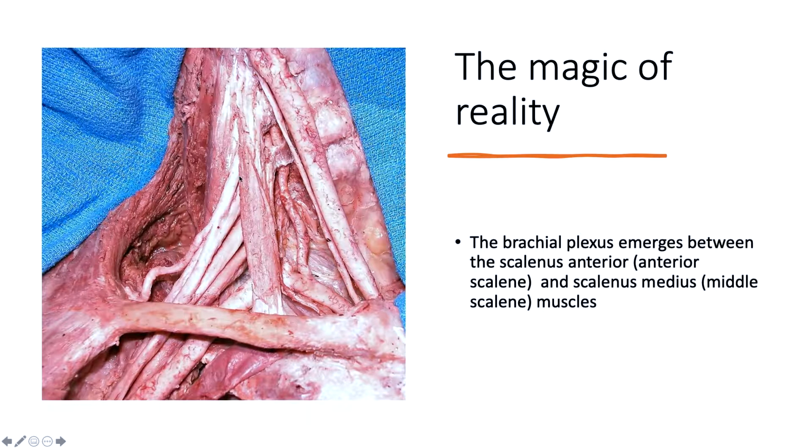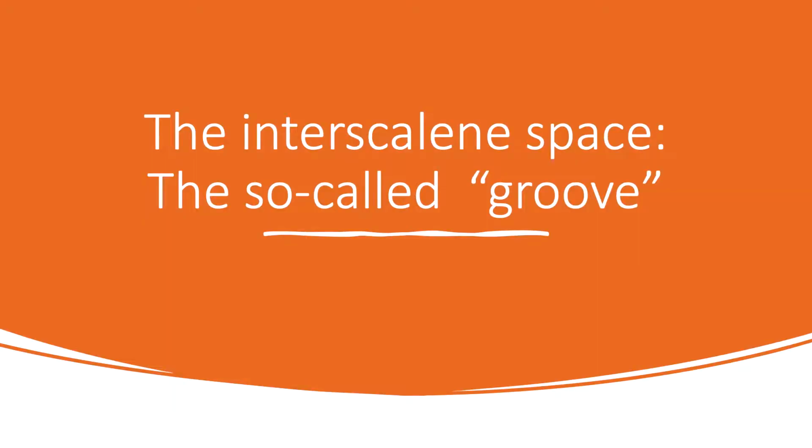So you can see C5 there, C6, C7, C8, and a little bit of T1, and the suprascapular nerve over here. This is anterior scalene. This is the phrenic nerve a little bit in front. Middle scalene is this bigger muscle back there. You see the vertebral artery there, the subclavian artery over there. So we have recognized in this way that the anterior and middle scalene muscles are very important in our thinking when we're thinking about the brachial plexus.